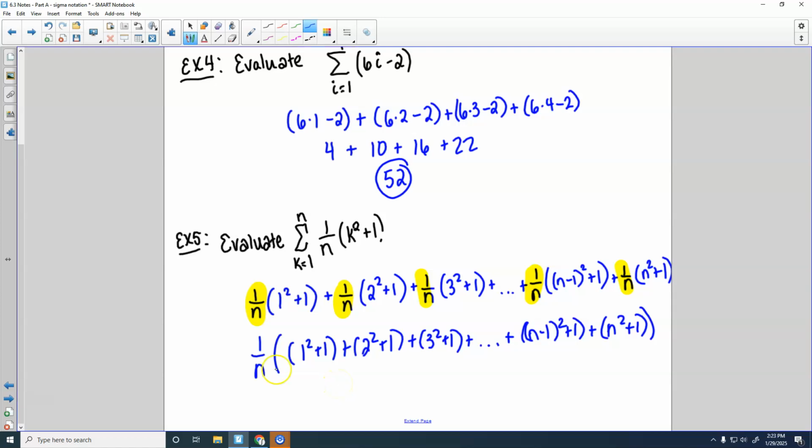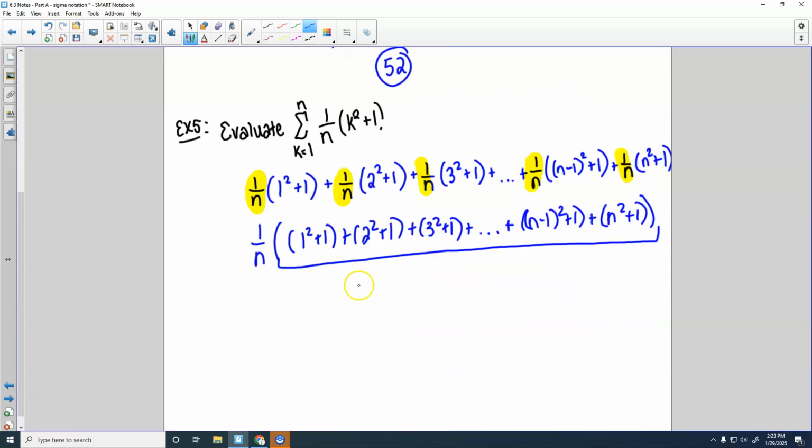So all of this stuff right here, if I wanted to, I could turn it back into a summation, right? So I could write this way. Now, it didn't tell me to write this back as a summation. I just want to point this out as we are looking at it. Your answer for this would be this line that I just have right here. But I've got 1 over n, and I could write this back as a summation where k equals 1, going to n, of k squared plus 1.